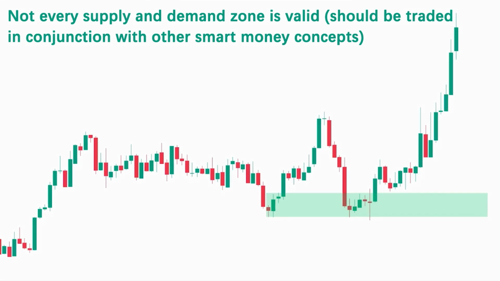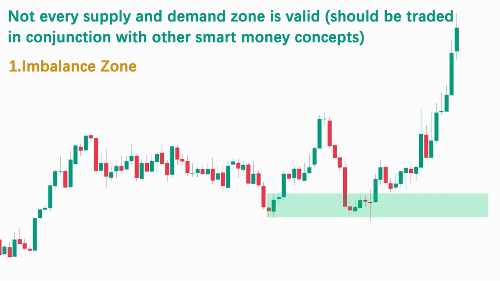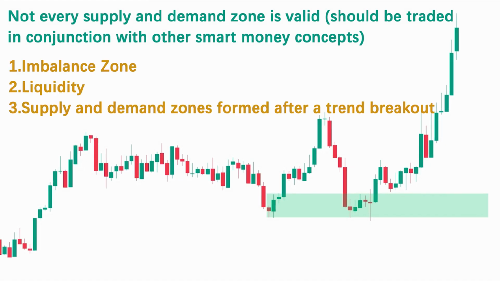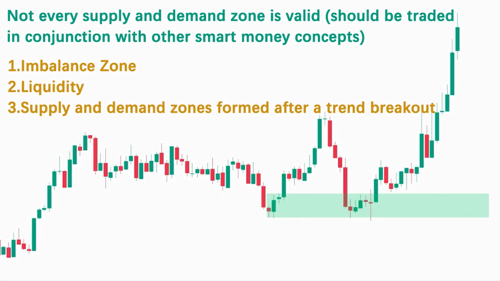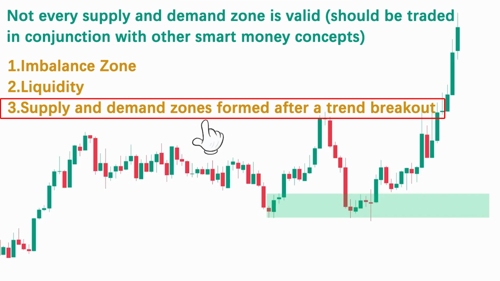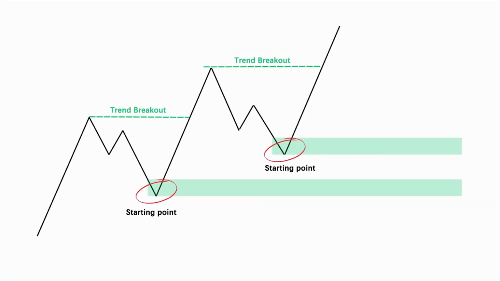Here are 3 key points I have sorted out to find high winning supply and demand zones. First, the imbalance zone. Second, liquidity. Third, it must be the supply and demand area formed after the trend breaks. We have just talked about the first 2 key points. Here we will explain the following third key point. A high quality demand area must be formed by the starting point of the top-to-top rising trend structure. If there is an imbalance zone and liquidity above this demand area, then this will greatly improve the quality of this demand area and the success rate of the intervention transaction.